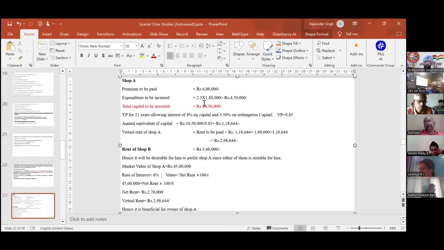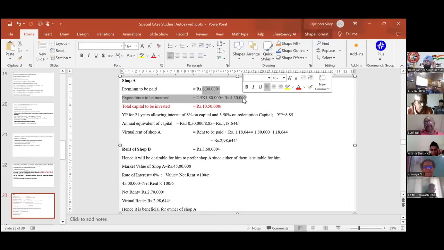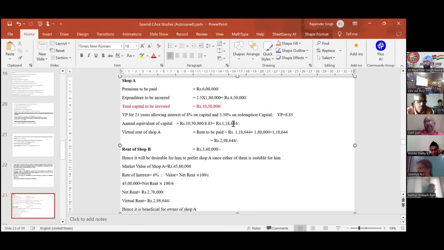मीन्स इन दोनों के, अगर वो कितना खर्चा हर साल उसको करना पड़ेगा, एक तरह से हमने निकाला एनुअल इक्विवेलेंट एनुअल रेंट. We can say of 10,50,000 at YP 8.85, it's 1,18,640.